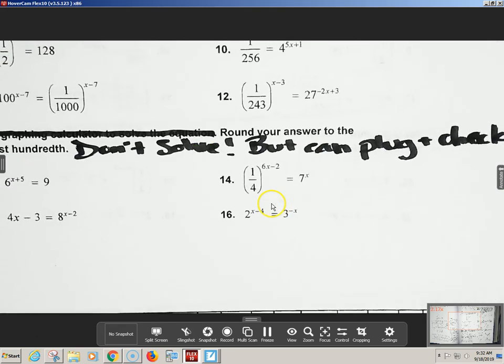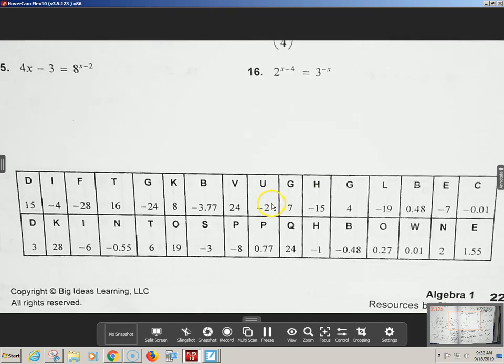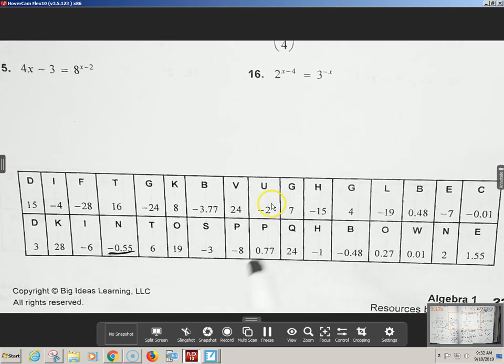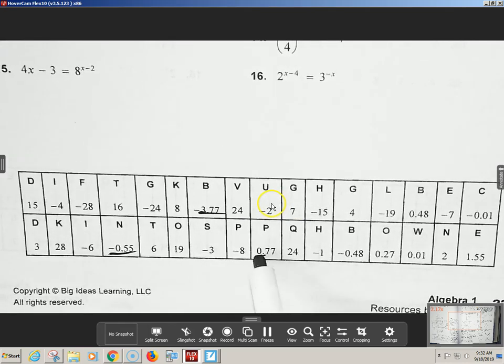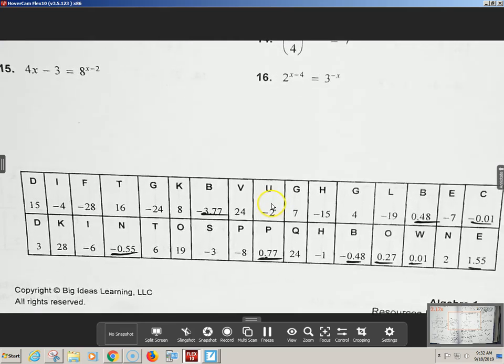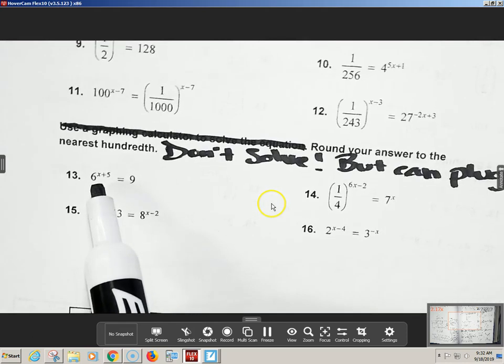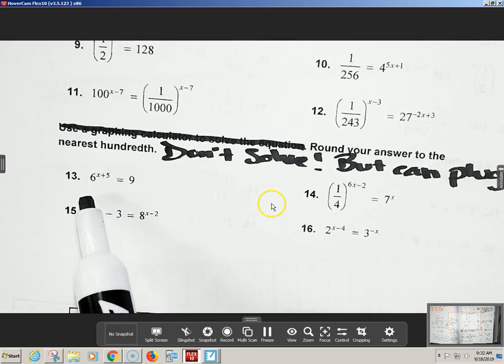Do you guys see how it says round to the nearest hundredth? What do you know about all the answers in 13, 14, 15, and 16? None of the bases are alike, and all their answers are decimals, right? How many ones down below are decimals? Oh, only a few, right? Only this one, this one, this one, this one, this one, this one. So here's the dealio. You know in all these decimals, one of them, if you were to plug into your calculator, would make this work.